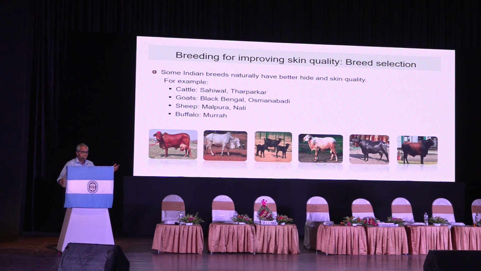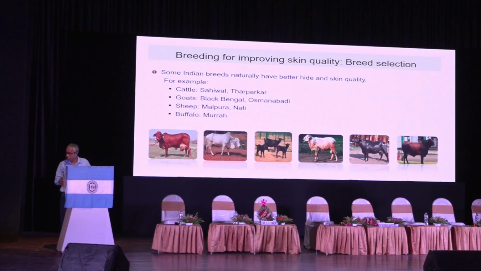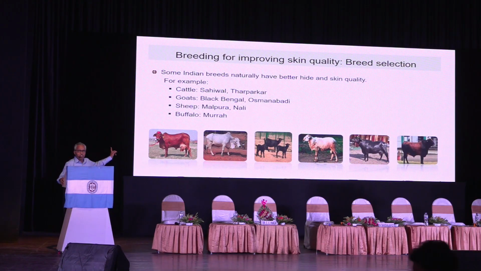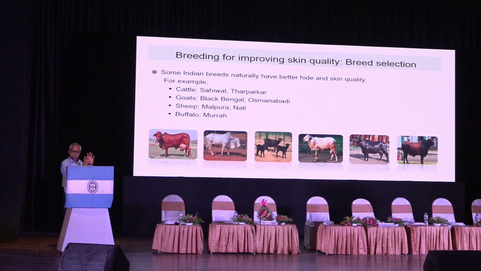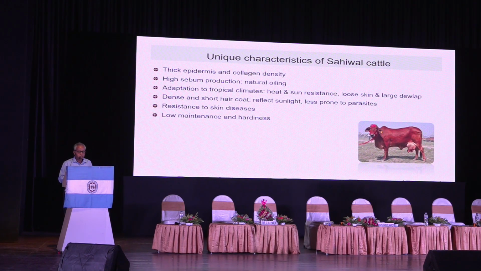Then again in sheep, Malpura and Nali. In West Bengal, we are having another good quality of sheep breed, that is Garole in the Sundarban area. The skin of this breed is to be popularized. And Murrah, again the world famous Murrah buffalo, we are having throughout India. And the skin of this specific type of breeds we should have to popularize.